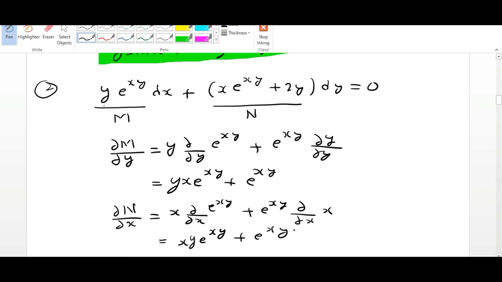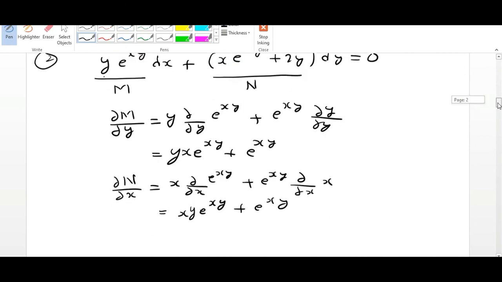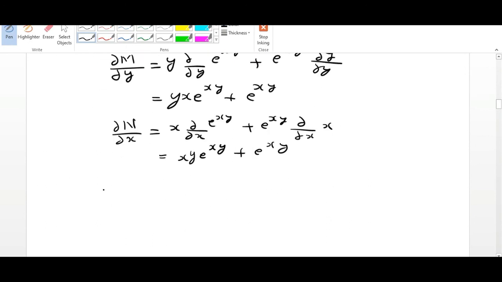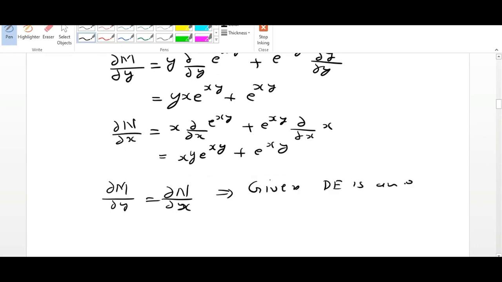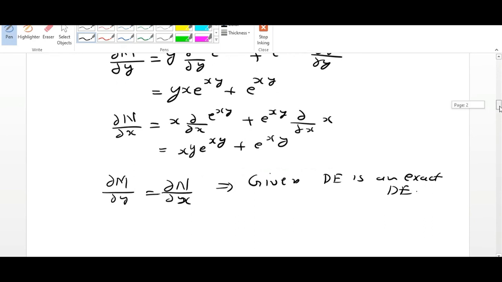So from here, we can say that ∂M/∂y is equal to ∂N/∂x. So this implies the given differential equation is an exact differential equation. Is it okay? Clear है यहाँ तक? Yes, sir. Simple है बिल्कुल. Yes, sir.